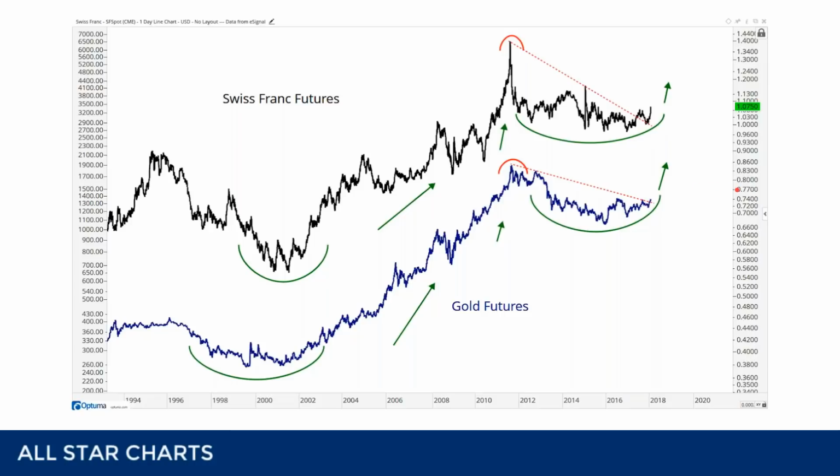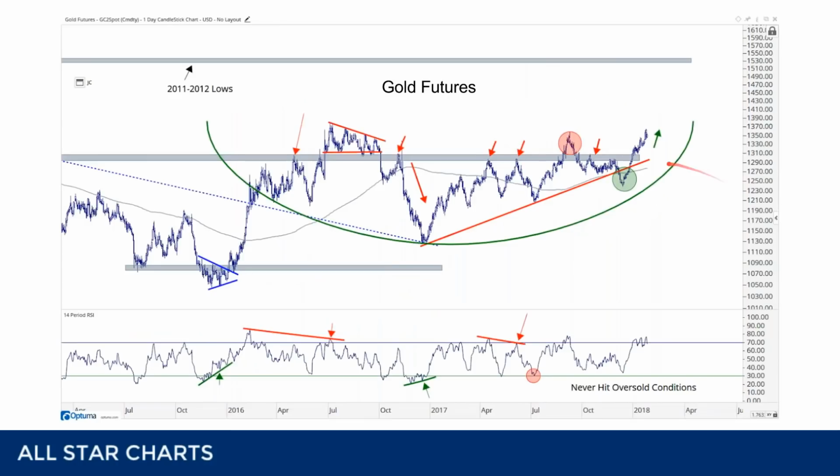So I think we want to be buying Swissy. I think we want to be buying gold. And from a risk management standpoint, 1300 has been my level. If we're above 1300 in gold, we want to be long. And I think we're going to 1530 in gold.